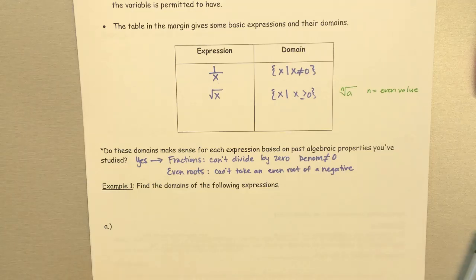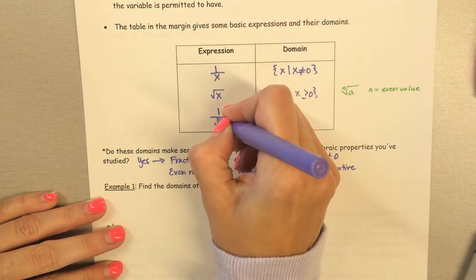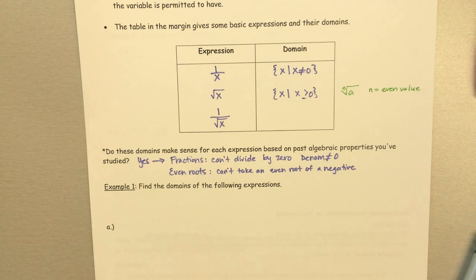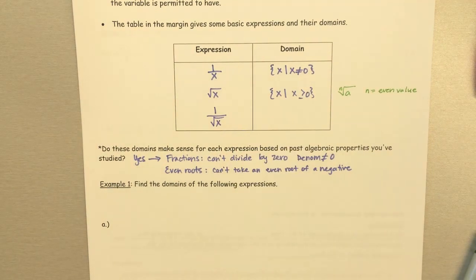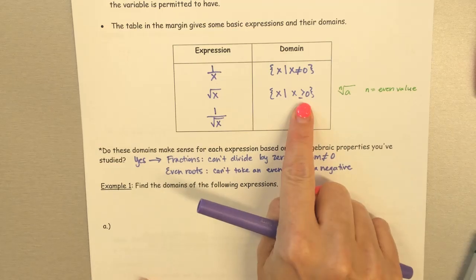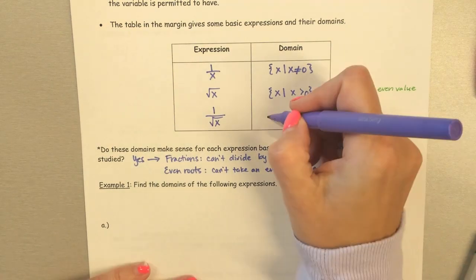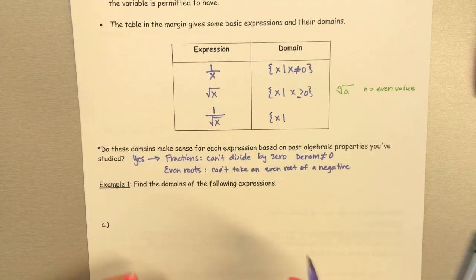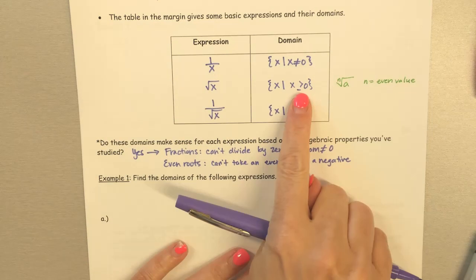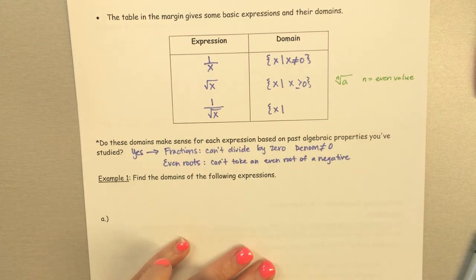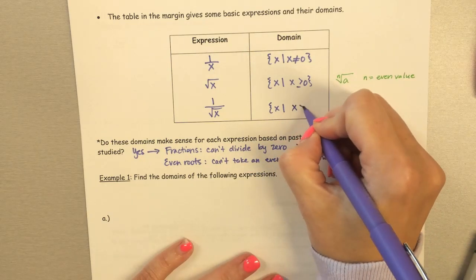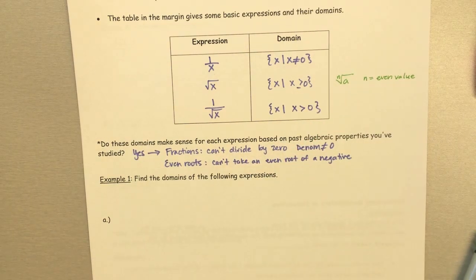Okay, the last one combines the two. So if you have 1 over the square root of x, we're combining these two together. So if x can't be 0, but it has to be greater than or equal to 0, how would we say that? It has to be greater than or equal to 0, but it can't equal 0. Yep, it would just be x is greater than 0. So when you combine those two together, that's when you get rid of the equal to. Okay, so if you have an even root in the denominator, that's when we're going to use this.